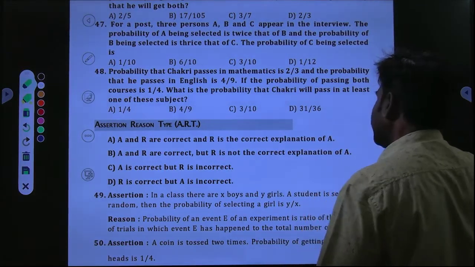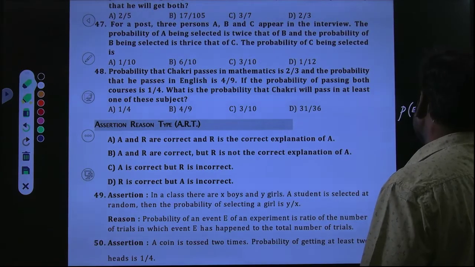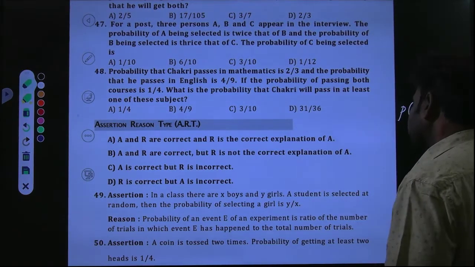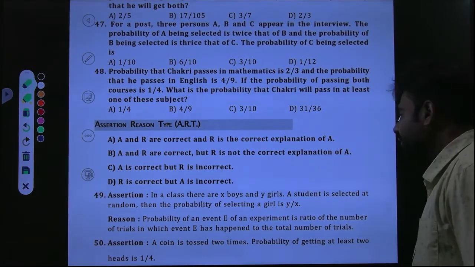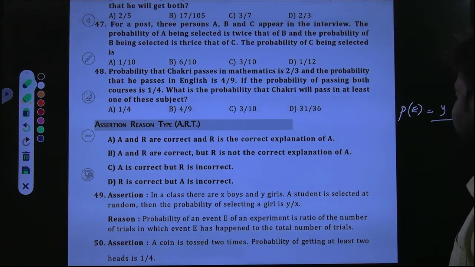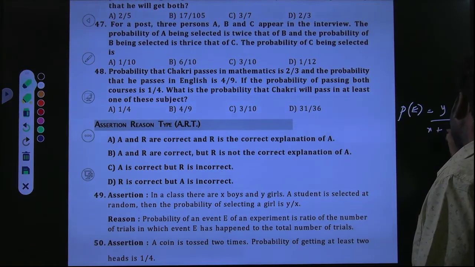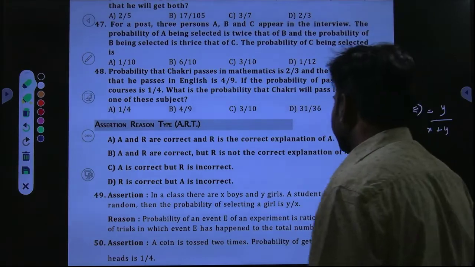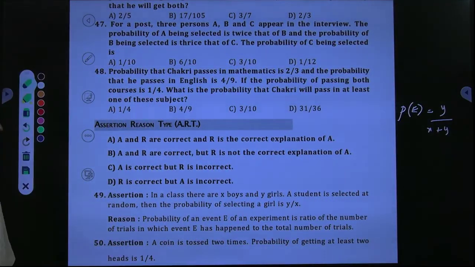Probability of selecting a girl, let it be P of E, is equal to number of girls, Y, by total number of students in the class, means number of boys plus number of girls. Number of boys is X plus number of girls is Y. This is the correct one, but he is saying Y by X, so assertion is wrong.